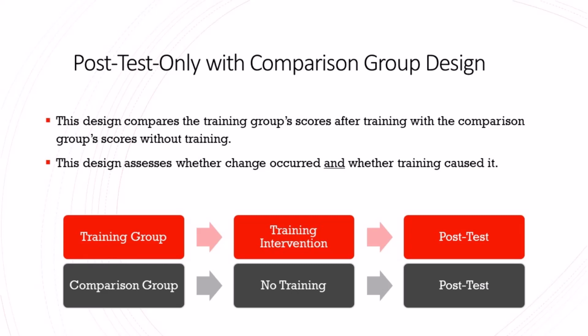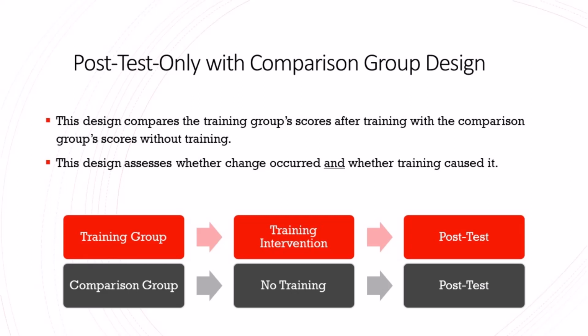is left out. This time, we determine whether change occurred by comparing the post-test scores of the training group and the post-test scores of the comparison group. It isn't a perfect comparison, but we can draw some conclusions, assuming the two groups were similar to begin with.